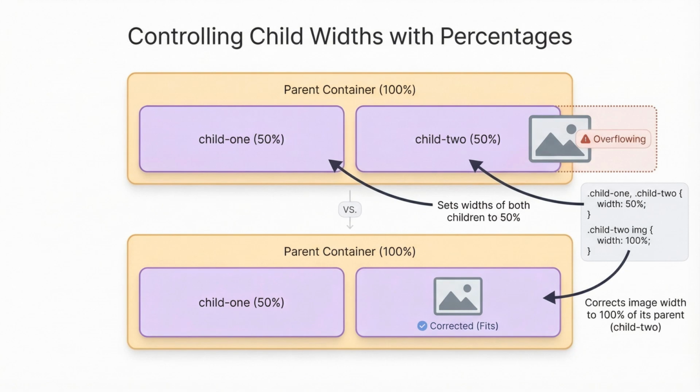Notice the comma syntax here. .child1, .child2 applies the same CSS to both classes at once. This is a powerful shorthand. Whenever multiple elements share the same styling, you separate their selectors with a comma instead of writing duplicate rules. The image inside child 2 gets width 100%, so it scales to match its parent's half-width boundary.